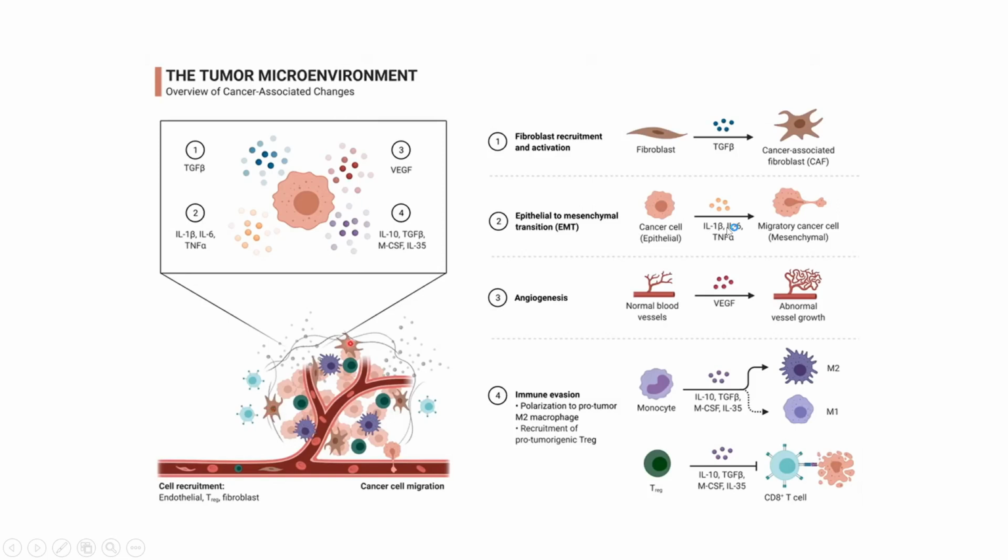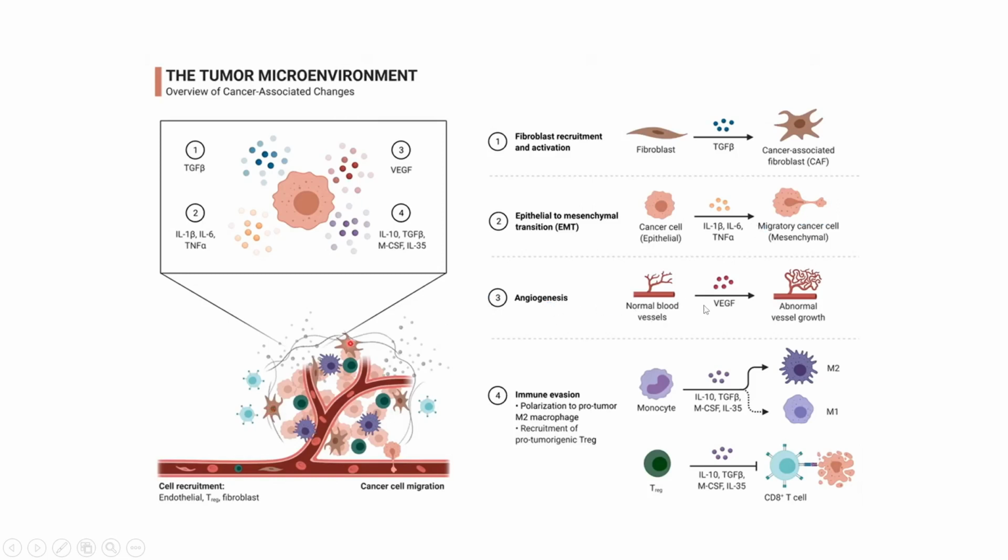Another example is the release of IL-1 beta, IL-6, and TNF alpha, which are pro-inflammatory cytokines, which convert the cancer cell from epithelial to mesenchymal. This EMT transition is important for the metastasis process of the cancer. As we discussed, metastasis is a very harmful condition, and if the cancer cells start metastasizing, it is a very difficult stage to stop the cancer growth.